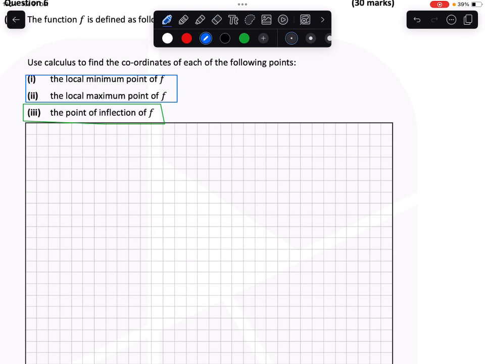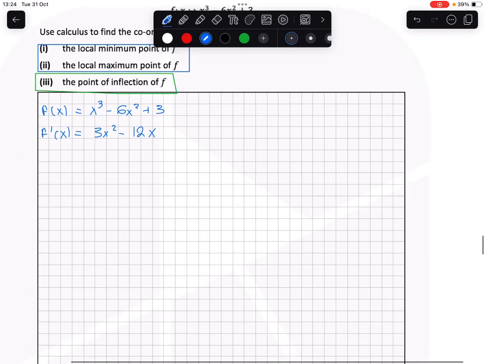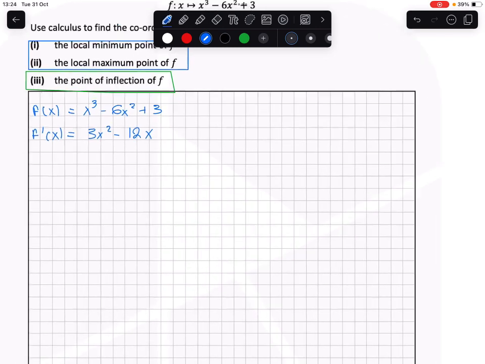So if we write this out again, we're going to have f of x is equal to x cubed minus 6x squared plus 3. So we find the derivative of this, f dash of x is going to be 3x squared minus 12x. That 3 is a constant, so we get rid of it. Or it just equals 0, so we don't have to write it in the second one.